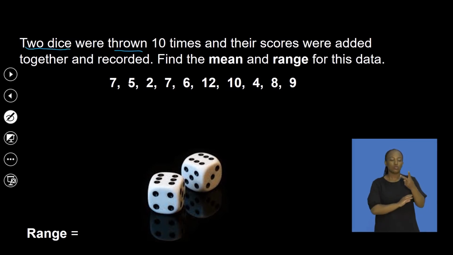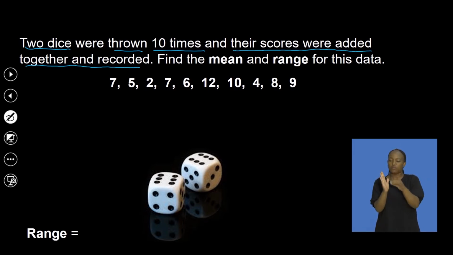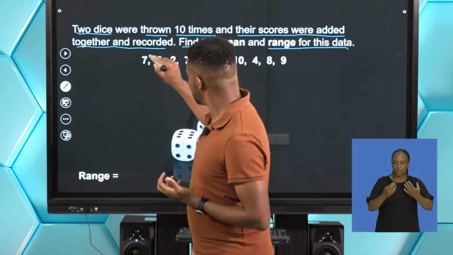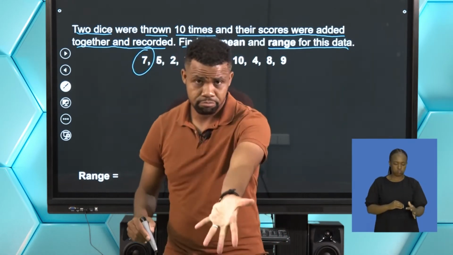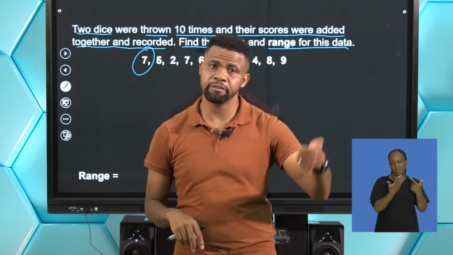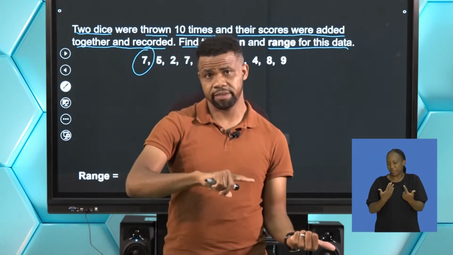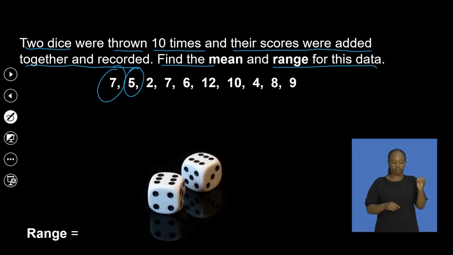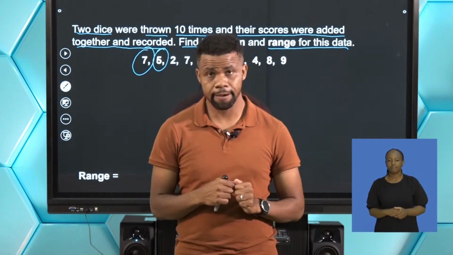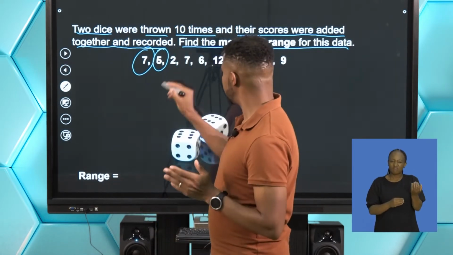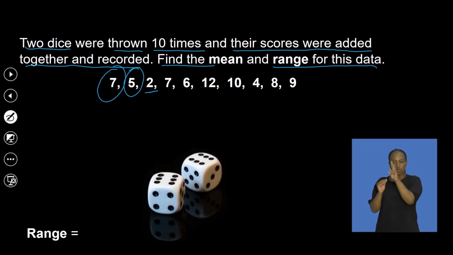Two dice were thrown 10 times, and their scores were added together and recorded. Find the mean and the range for this data. Okay, so we rolled two dice, and we get 7. The first die could have been 6 and the second die 1, which is 7. The second observation is 5. That could have been 4 and 1, or 3 and 2. We don't know, okay? But we have the data with us. Then the next observation is 2, then 7, 6, 12, 10, 4, 8, 9, which is our 10th observation.